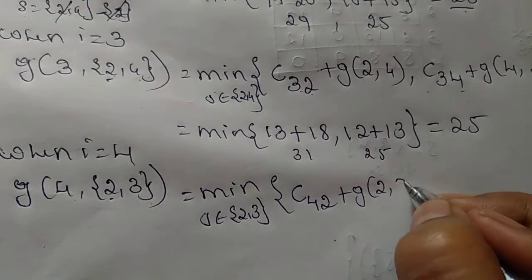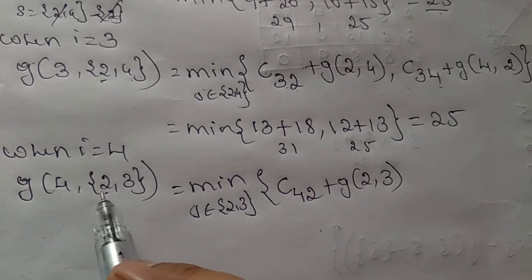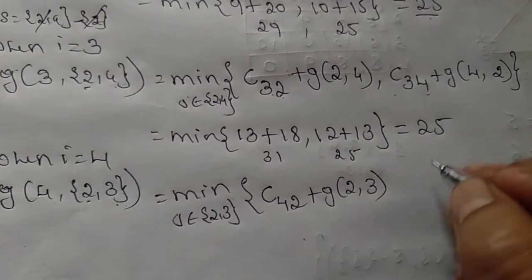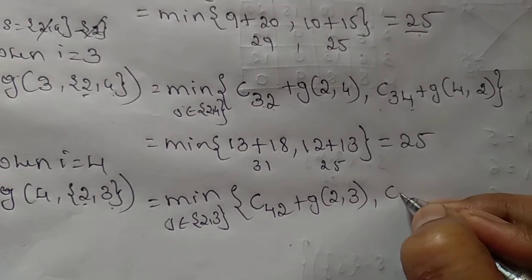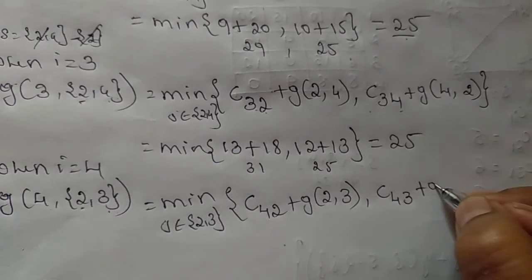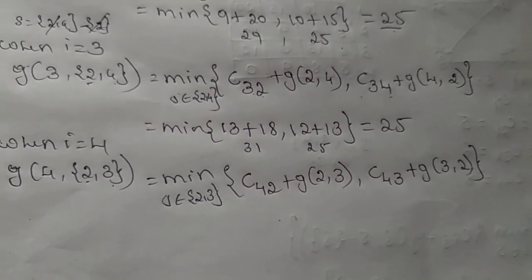If 2 is removed, then 3 will remain. So j value is 2. S minus j. S is these two. J, 2 minus 2, 2 will go. Then only 3 will remain. Comma C of, now I'll take 4 to 3, plus G of 3, 2.